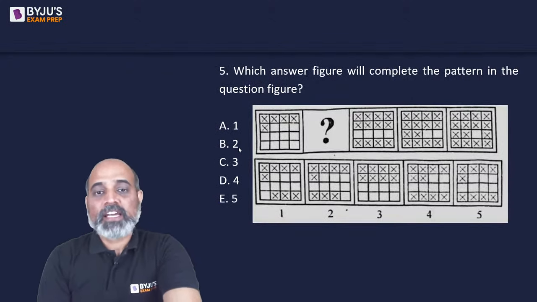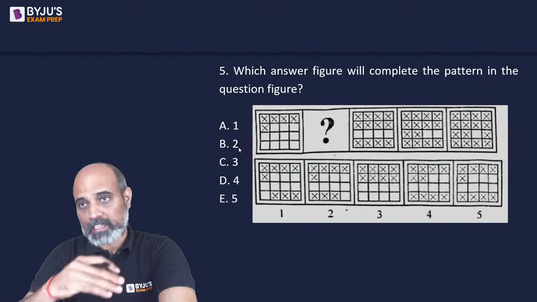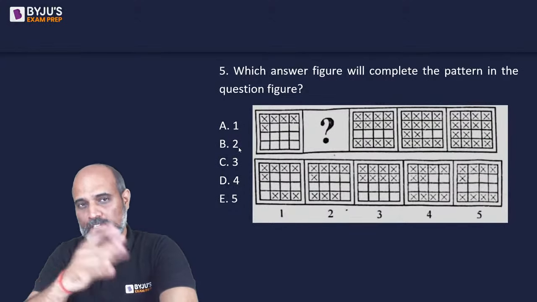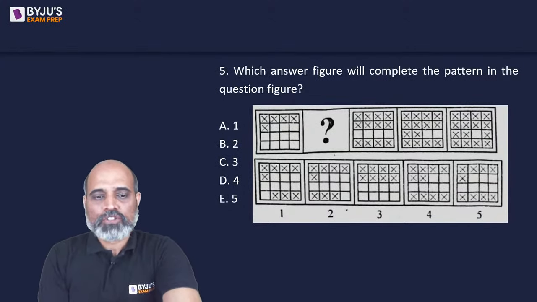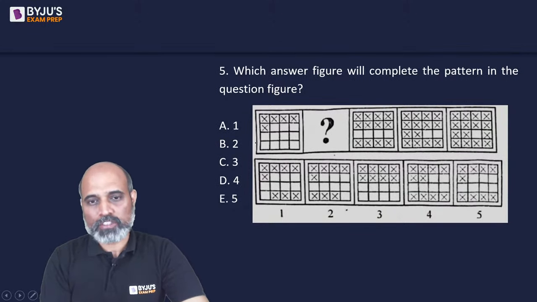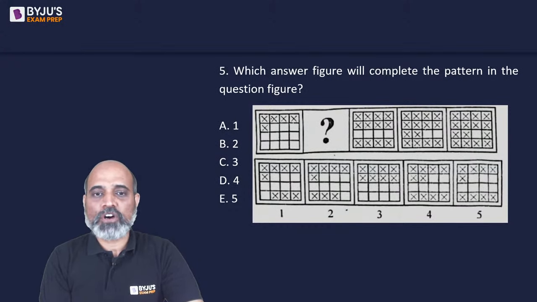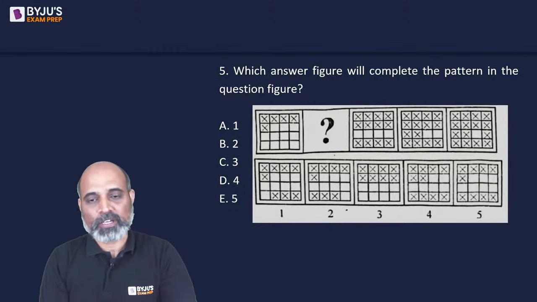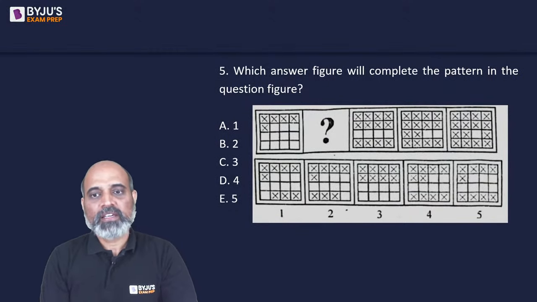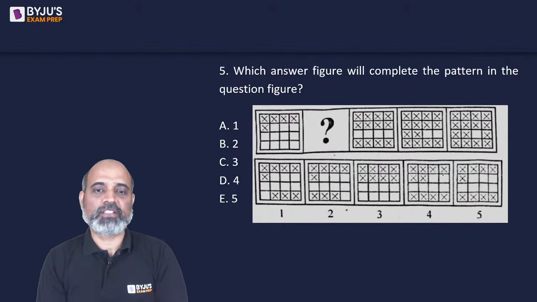Okay, next one. Which answer figure will complete the pattern in the question figure? So it's like complete the series. The last figure is not given, a figure somewhere in between is given. So it's about the number of cells we have and the number of crosses put. If you count the total number of cells, there are 16, 4 in the rows and 4 in the columns, right? 16. The first one has got 5. The next one has top 4 completed, bottom 4 completed, one particular row empty. The next one has got further some addition, and the next one has got certain addition.